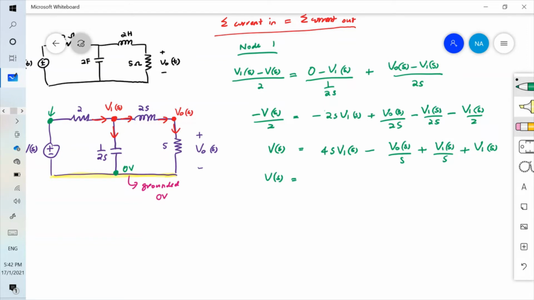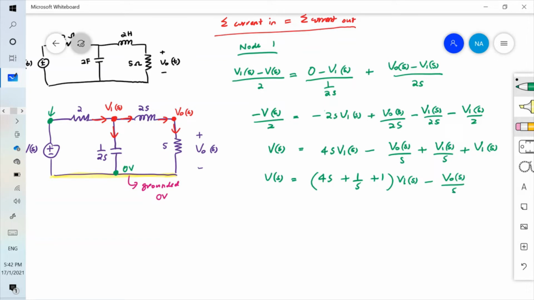So now put the similar terms together. So 4s plus 1 over s plus 1, V1s. Oops, sorry, it's not I, it's V1s minus V naught s over s.